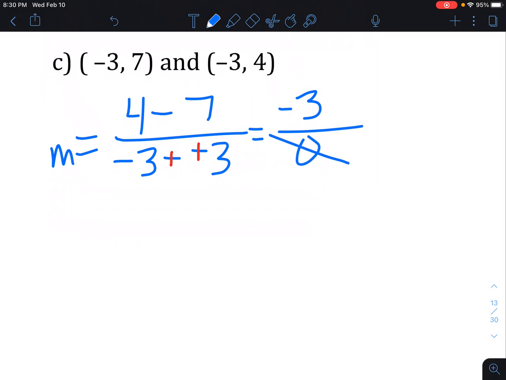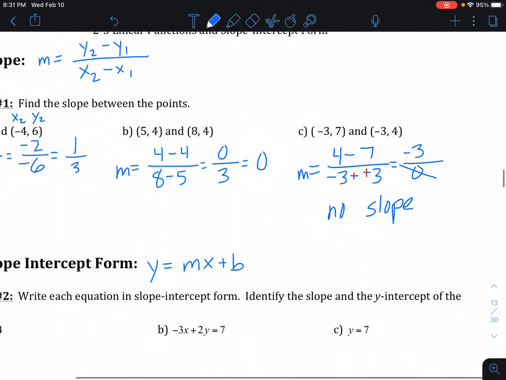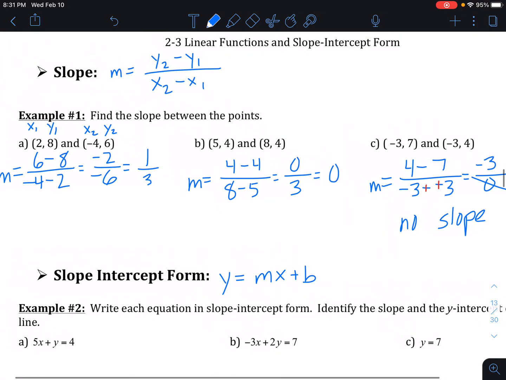Now remember, you are not allowed to divide by 0 in math. It is impossible. So therefore, you must write the phrase no slope. You can also write undefined slope as well. I'll accept either one. Just remember that is when the 0 is in the denominator. If I were to graph that, what would that look like? That would be a straight up and down line, also known as a vertical line. Okay, so if you need to find more examples of slope, just hit up YouTube and type in slope formula.